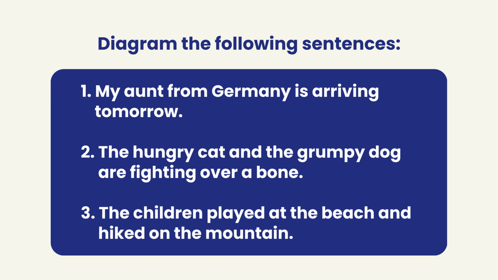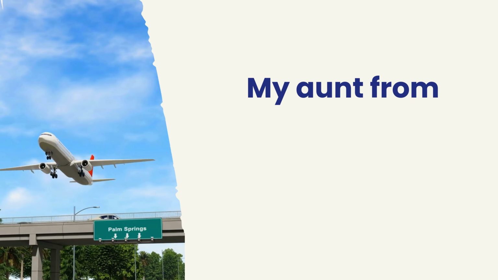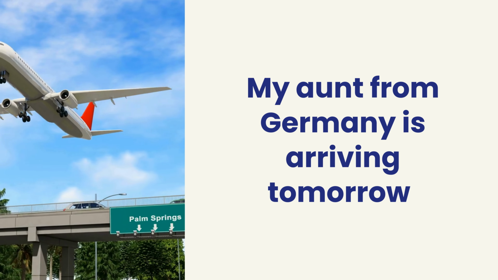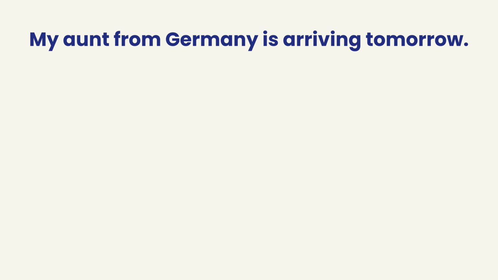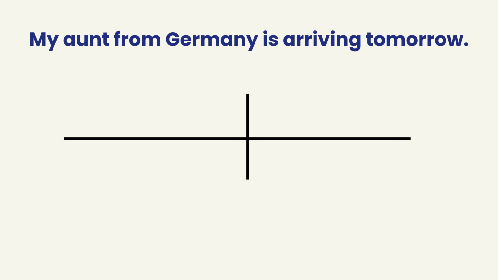Alright, what's the diagram for number 1? My aunt from Germany is arriving tomorrow. So, we draw a horizontal line and a vertical line. What's our simple subject? Aunt. We place it on the horizontal line on the left side of the vertical line. And our simple predicate is the verb phrase is arriving. We place that on the horizontal line on the right side of the vertical line as such.